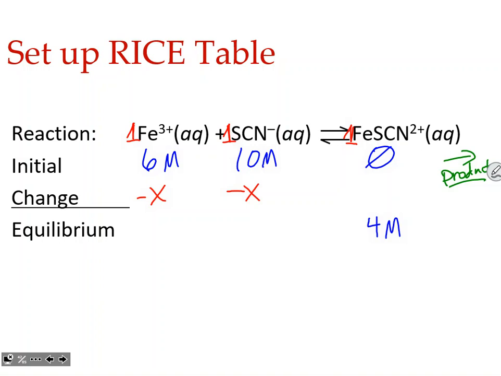But that also means since the two of those come together to make the one product, what you're losing out of the reactants is going to be the same amount that you're gaining in the products. Okay, so we're going to use X's. So whatever amount we're losing out of the iron, we're losing that same amount out of the thiocyanate, but that's exactly the same amount we're gaining of our complex ion. Does that make sense? And we don't know what that amount is yet, but we're going to figure it out. Or actually, some of you might have already figured it out, but that's okay.